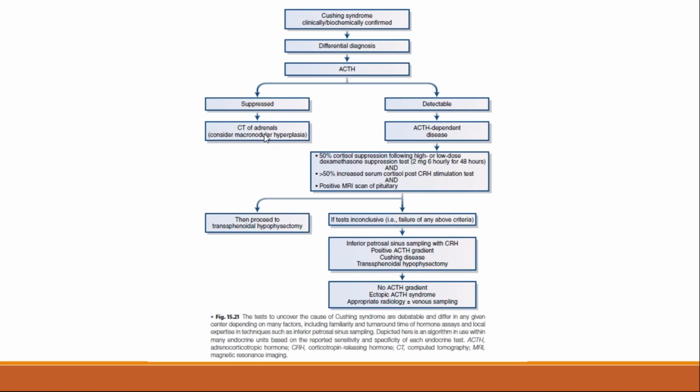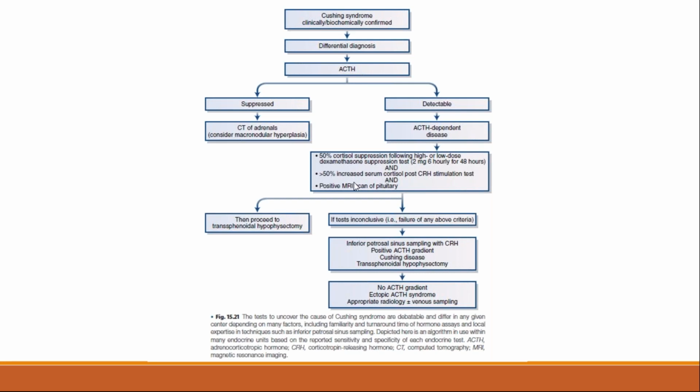So this is a flowchart basically on those tests we have discussed. If Cushing syndrome is suspected, now we have to rule out whether it is ACTH dependent or independent. If ACTH levels are suppressed, then it is because of an adrenal cause. We have to consider the CT scan of the adrenal glands. If ACTH is detectable, then we have to think about ACTH dependent disease.